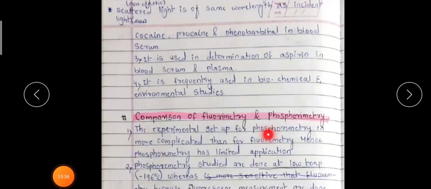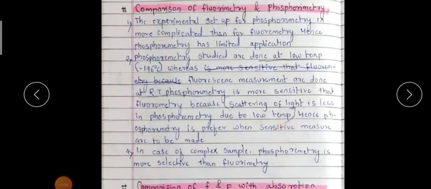Then we have seen the comparative points. 4 to 5 points are there. You can easily remember these points. Third point is that phosphorimetry is more sensitive than fluorimetry, because the sodium light is less in phosphorimetry due to the low temperature. And the fourth point: in the case of a complex sample, phosphorimetry is more selective. Then the third point, you have to write this: phosphorimetry is more sensitive.